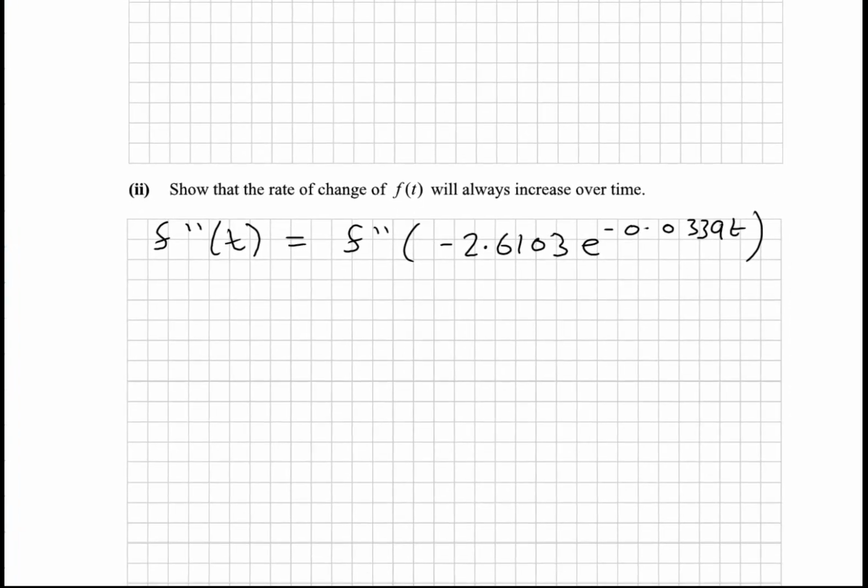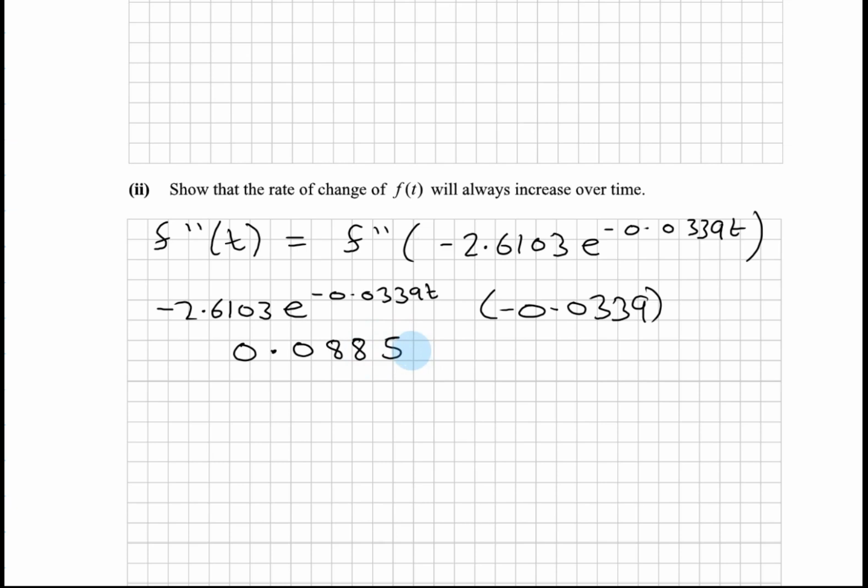Then following on from that, what we'd get is, again, this goes down to here. So we're now left with minus 2.6103 e to the power of minus 0.0339 t. And then we're going to multiply it by minus 0.0339. And what we end up getting is 0.0885 e to the power of minus 0.0339 t. So we have a positive number here, which is good.